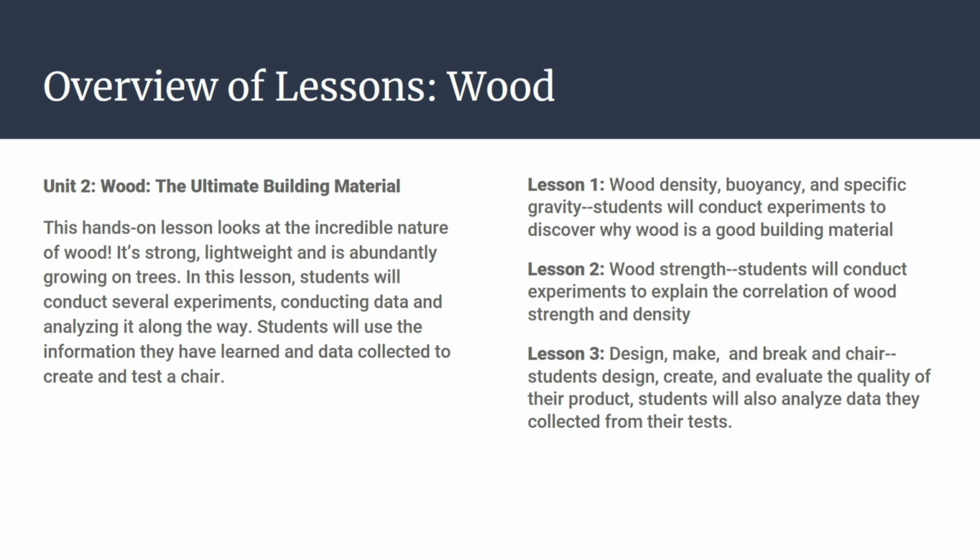Lesson 1 has objectives to test wood density, buoyancy, and specific gravity. Lesson 2 talks about wood strength, and students will conduct experiments to explain the correlations of wood strength and density. Lesson 3 is a design challenge where students will create a chair by combining what they learned in lesson 1 and lesson 2.